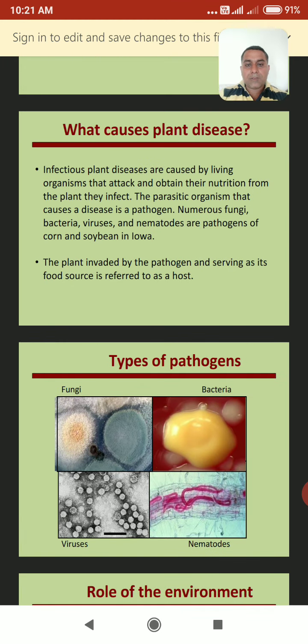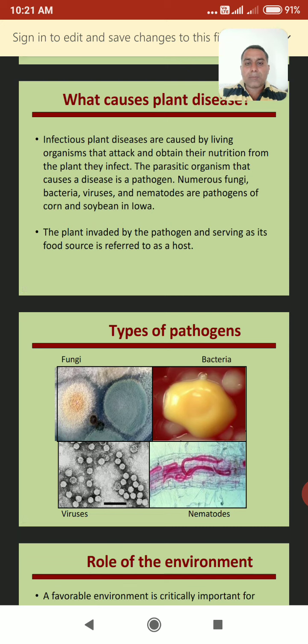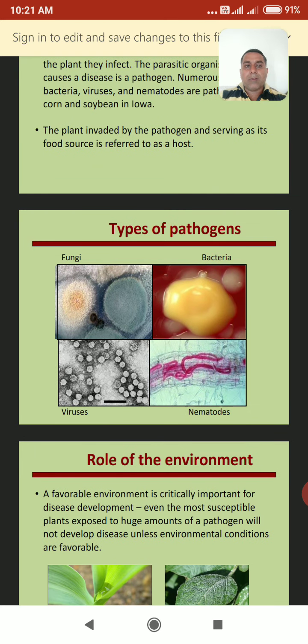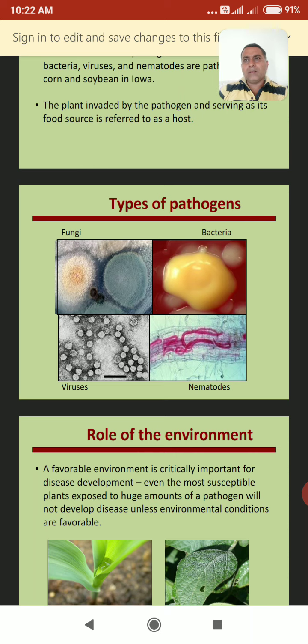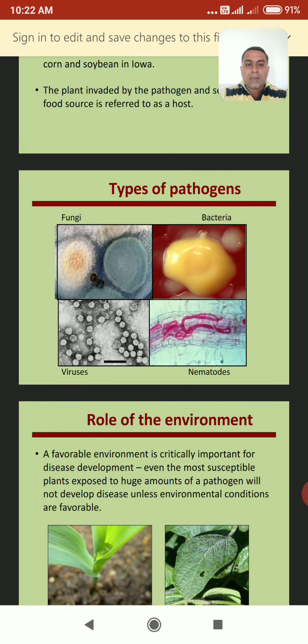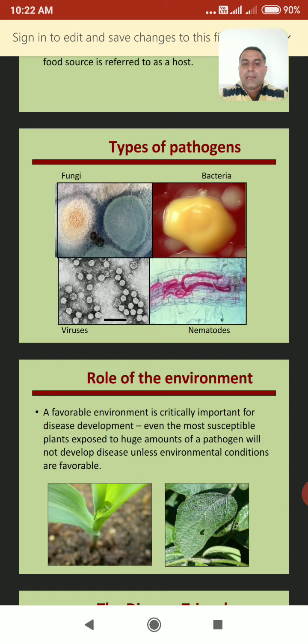Now, types of pathogens: there are mainly four different types, that is fungi, bacteria, virus and nematodes. Role of the environment. We know what the environment is, as we have seen in environmental biology. The environment is the region surrounding the organism. A favorable environment is critically important for disease development. Even the most susceptible plant exposed to a huge amount of the pathogen will not develop disease unless environmental conditions are favorable.